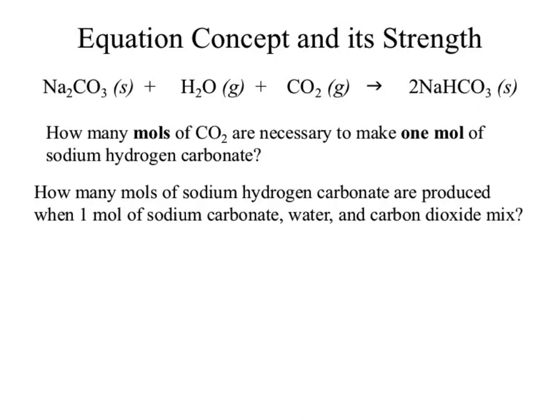Let's see. Sodium hydrogen carbonate is produced when 1 mole of sodium carbonate, 1 mole of water, and 1 mole of carbon dioxide mix. Didn't we just do that? Not quite, because now what are we solving for? Moles of sodium hydrogen carbonate. What am I given? 1 mole of sodium carbonate, 1 mole of water, 1 mole of carbon dioxide.